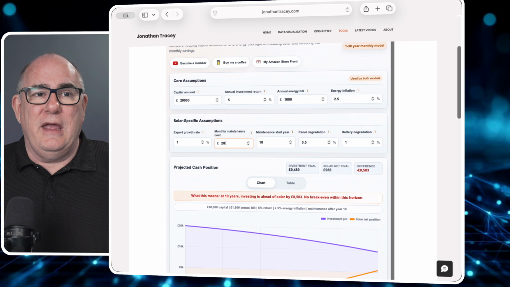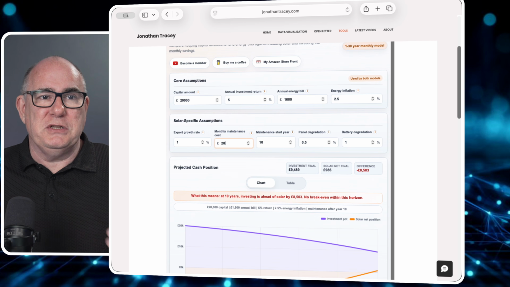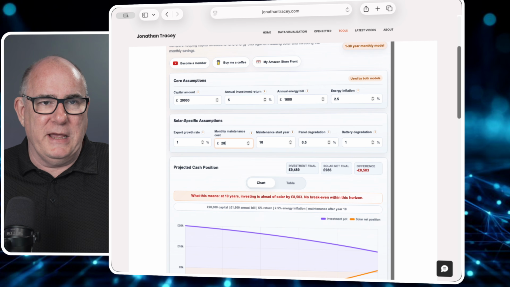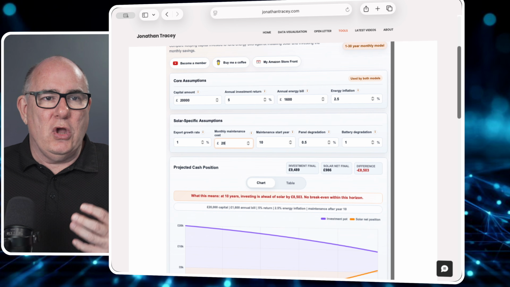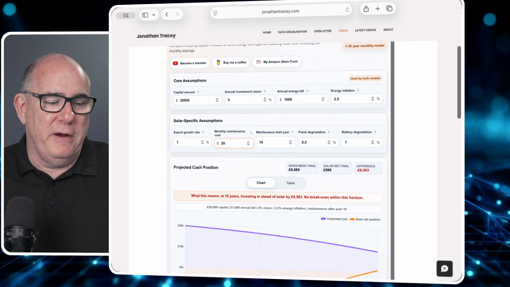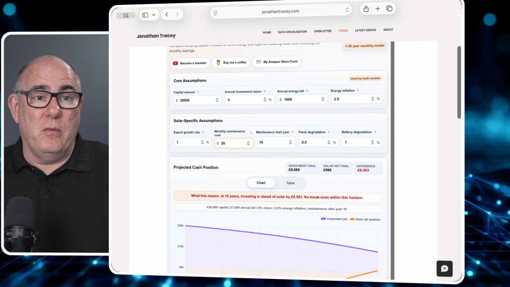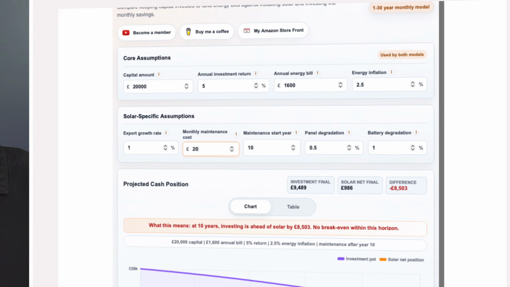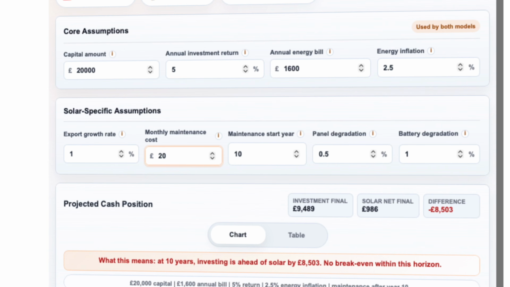We're also going to say, how much do we have to put aside for failures in the system? What if our inverter packs up after 10 years? What if we need to replace a battery? Costs will be incurred over the period of time. Now, the system will have a warranty. And again, you can set that here so that the maintenance payments start after a specific year. So if your system comes with a 15-year warranty, put 15 years in there. I'm going to leave it at 10.